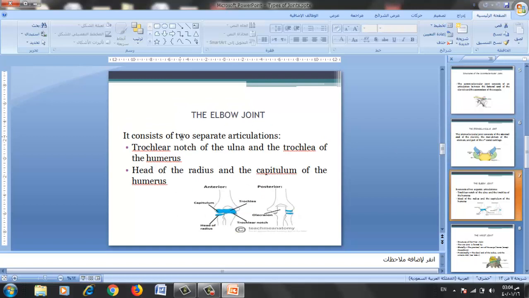The elbow joint. It consists of two separate articulations: the trochlear notch of the ulna with the trochlea of the humerus, and the head of the radius with the capitulum of the humerus.